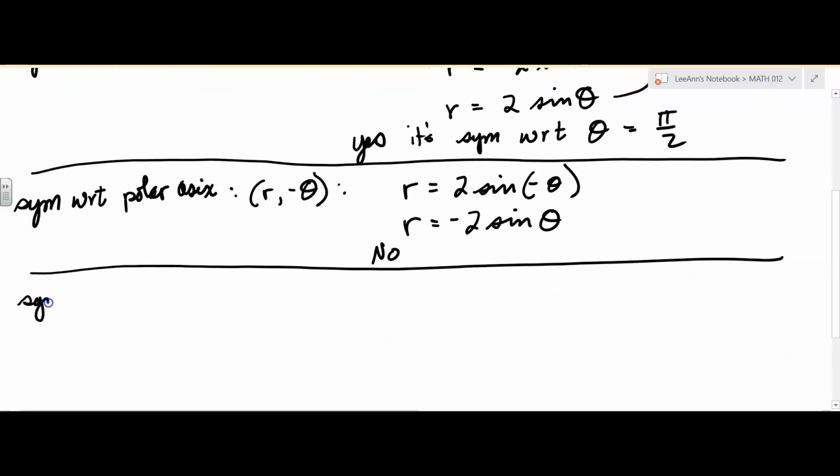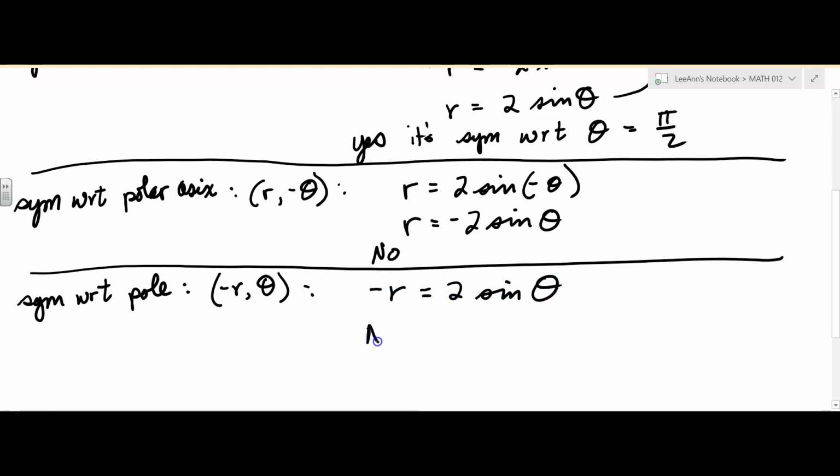So is it symmetric with respect to the pole? And so we're going to use negative r comma theta. And when we do that, we get negative r equals 2 sine theta. Well, there's nothing we can do with the 2 sine theta. Those aren't equal. So no, it's not symmetric with respect to the pole. So it was only symmetric with respect to the theta equals pi over 2. But knowing when something's symmetric helps us with the graphing. It's not perfect, but it helps.